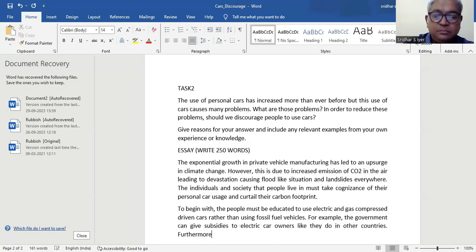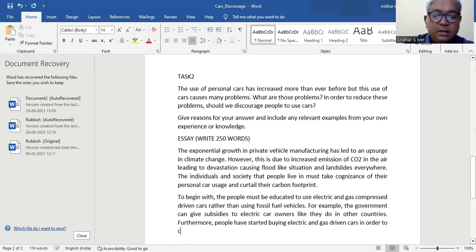Furthermore, people have started buying electric and gas driven cars in order to curtail polluting the environment. Okay. Furthermore, people have started buying electric and gas driven cars in order to curtail polluting the environment.